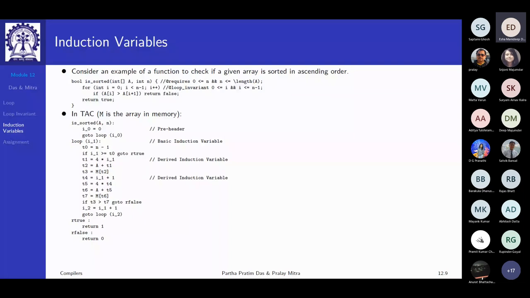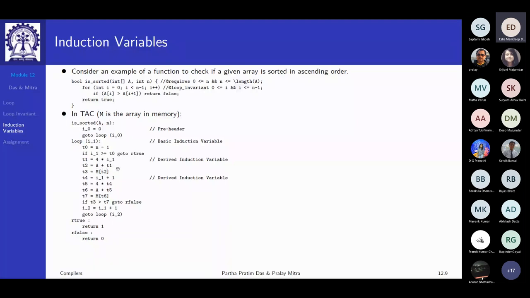So that is translated here. So I assigned 0, T0 assigned n minus 1. Again, the I less than n minus 1 condition is flipped for control simplicity, which we will handle through optimization. So if I is greater than or equal to T0, you come to this return 1. Otherwise, you continue. So you have to compute A[I], which is 4 star I into T1. T2 is A plus T1.